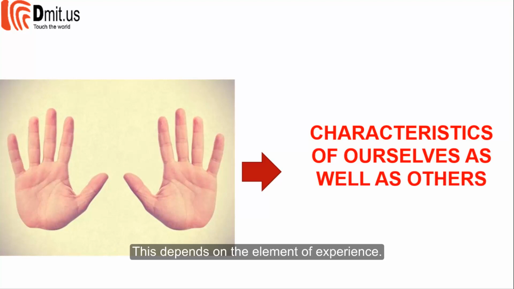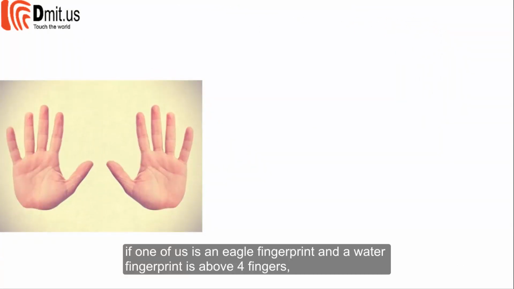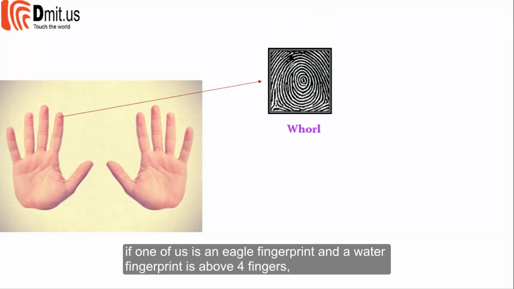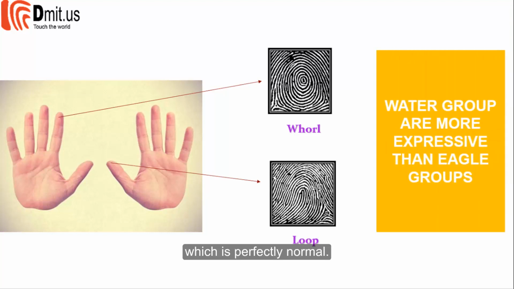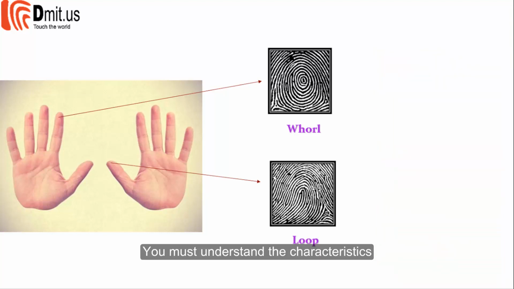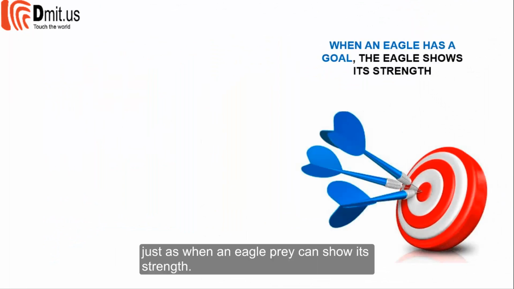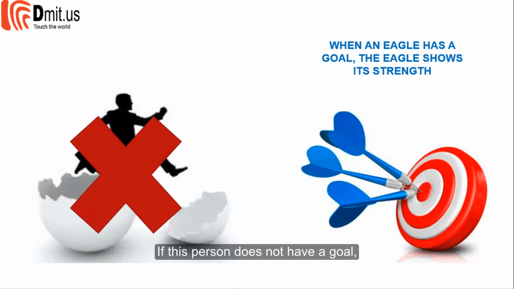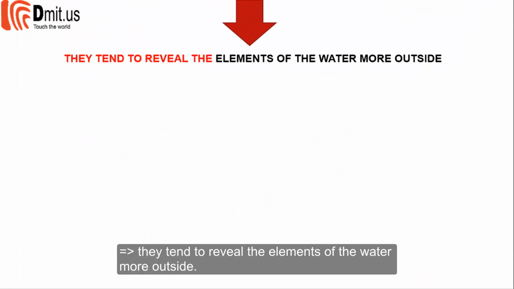This depends on the element of experience. It is through experience that we have a deeper understanding. For example, if one of us has an eagle fingerprint and a water fingerprint on the 4 fingers, but we see that the water group is more expressive than the eagle group, that is perfectly normal. You must understand the characteristics and apply them flexibly, because eagles only show strength when an eagle has a goal, just as an eagle can show its strength when it hunts prey. If this person does not have a goal, the eagle is not revealed. They tend to reveal the elements of water more outwardly.